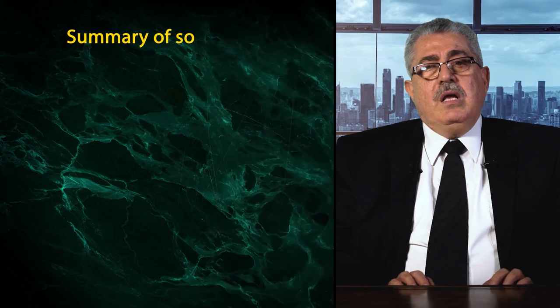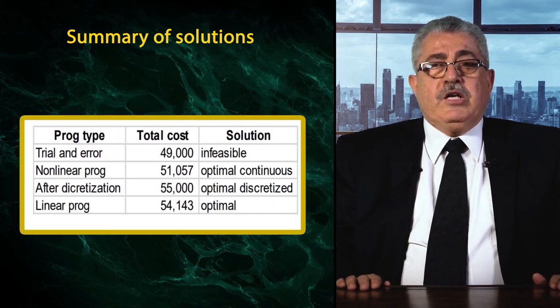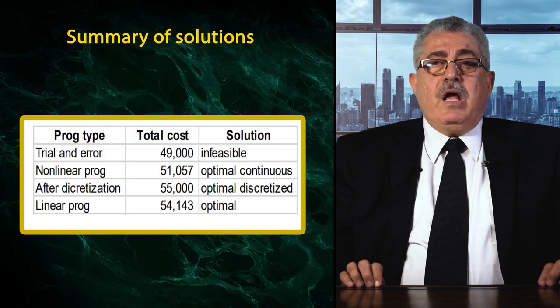In this slide, I compared the solutions for the irrigation system examples to include the computational trials, starting with the trial and error and ending with the linear programming solution.